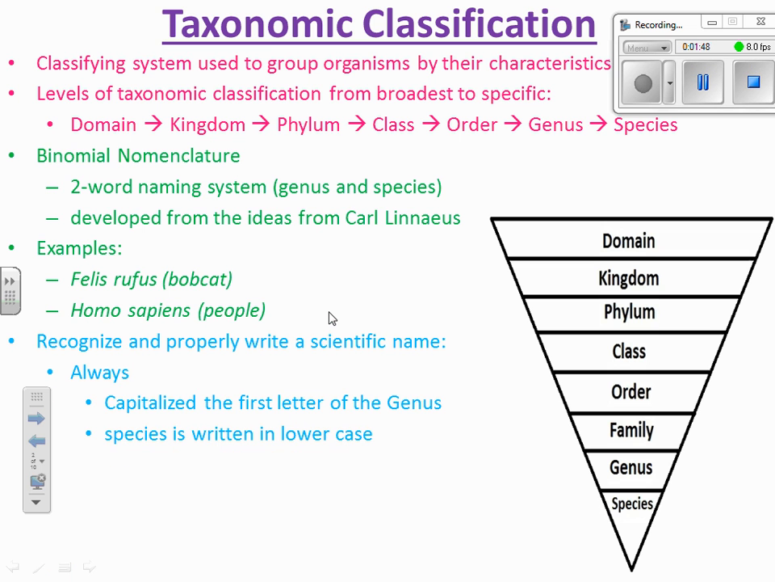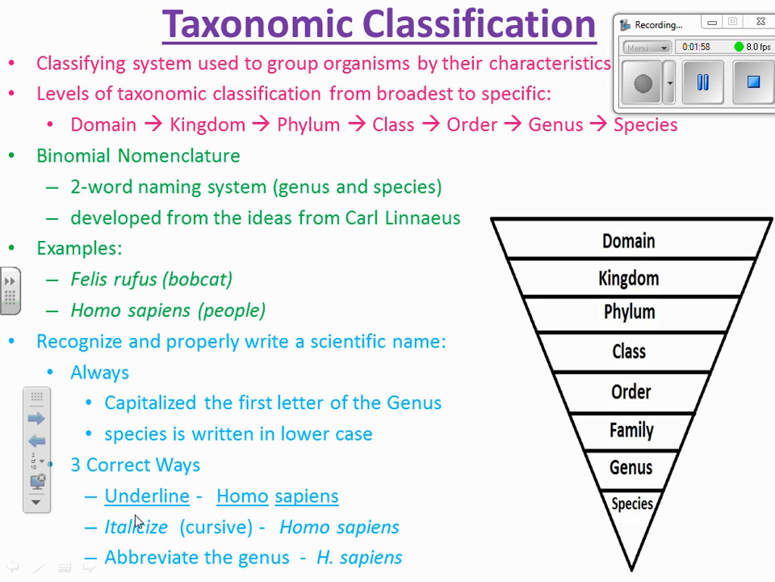So how would you write a scientific name? You've got to make sure you always capitalize the first letter of the genus, and then the species is always written in lowercase. So there are now 3 options. You can underline it, so have Homo sapiens. Again, the H is the genus, so it's capitalized, and everything else is lowercase.